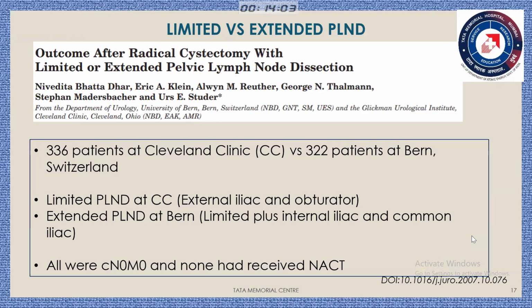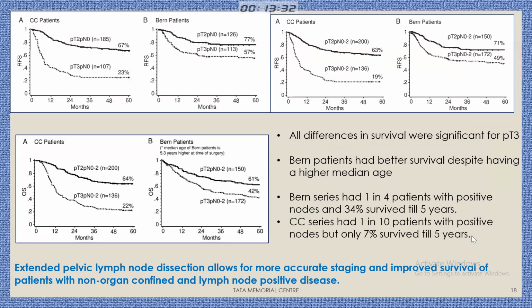Comparison between a limited and extended PLND. This was a retrospective study done by Dhar et al., in which they compared 336 patients who underwent PLND at Cleveland Clinic versus 322 at Bern, Switzerland. The Cleveland Clinic patients had undergone a limited dissection, that is including only the external iliac and the obturator, while the Bern patients had undergone the extended template, including the common iliac. All were node negative and none had received neoadjuvant chemotherapy.